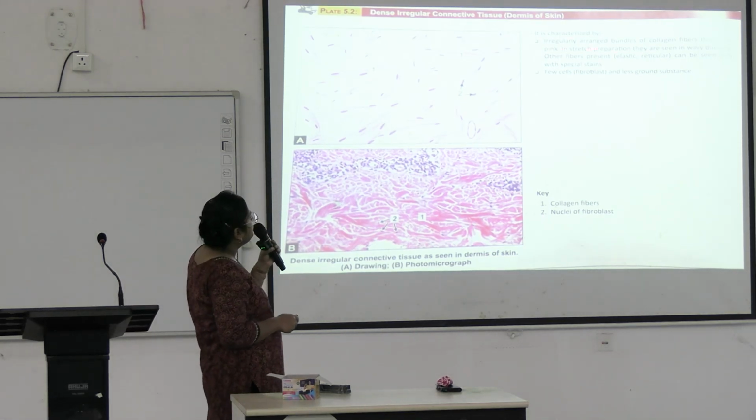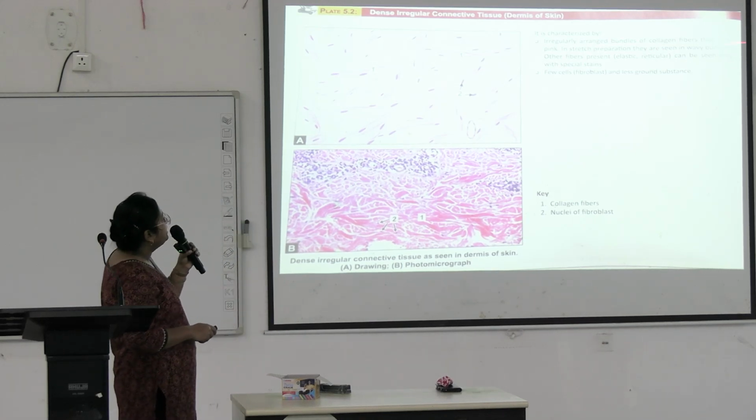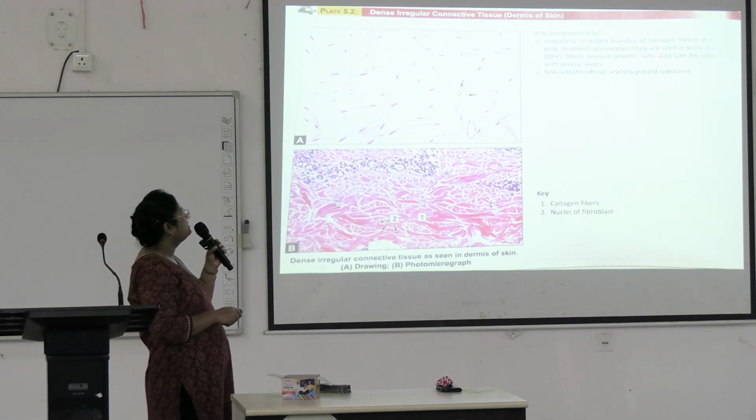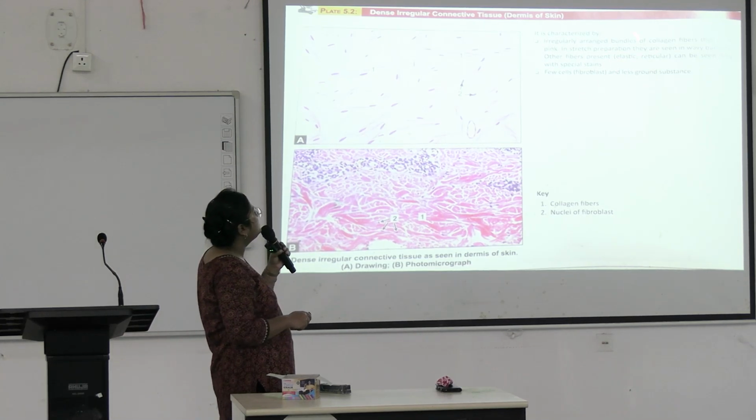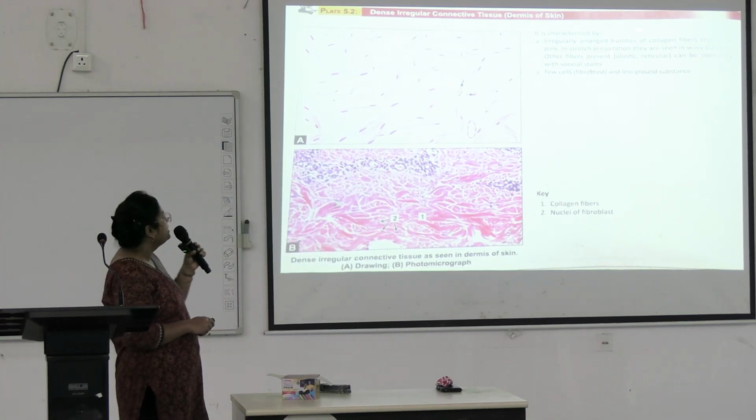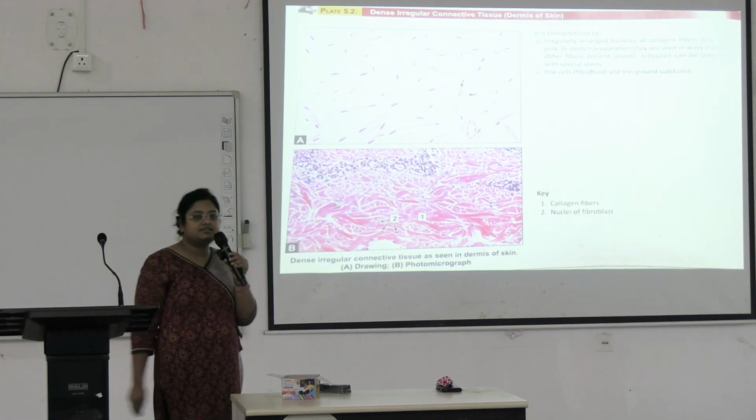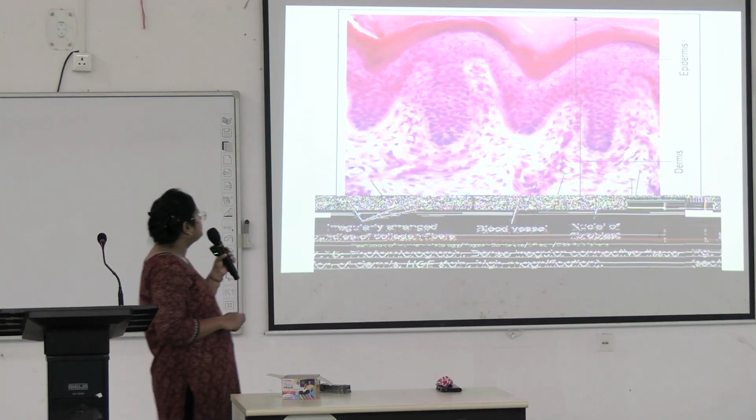So it is characterized by irregularly arranged bundles of collagen fibers that stain pink, and in stretch preparation they are seen in wavy bundles. And other fibers present are elastic and reticular fibers, which can be seen only with special stains, and few cells, fibroblasts, and less ground substance are present. Okay. Next. See, this is dermis.